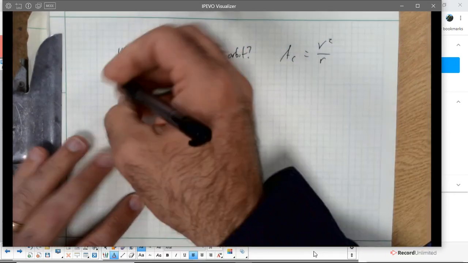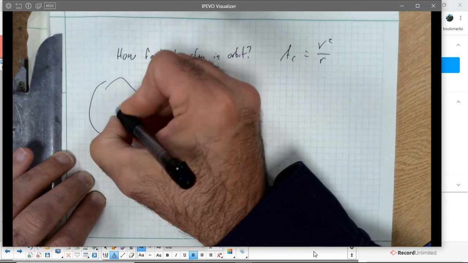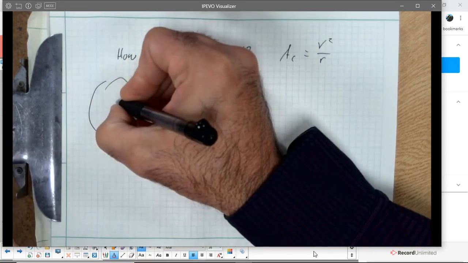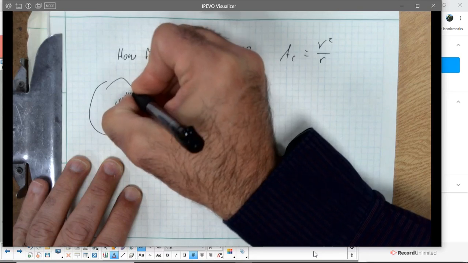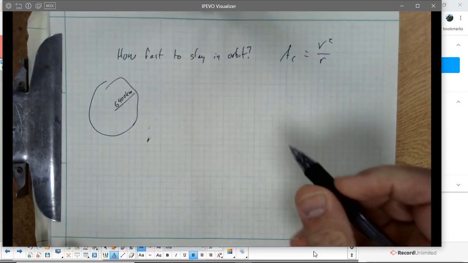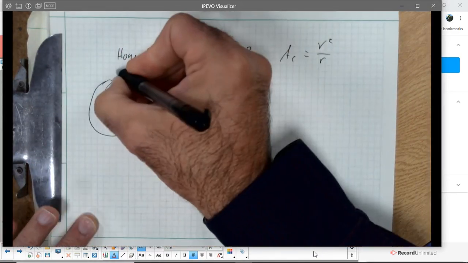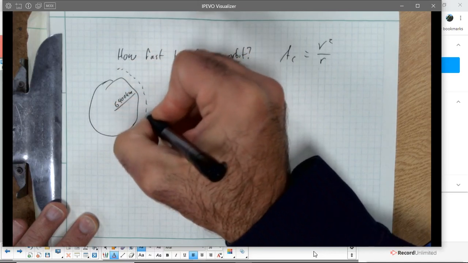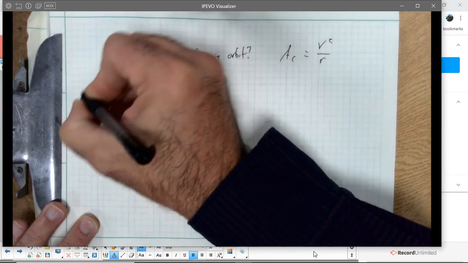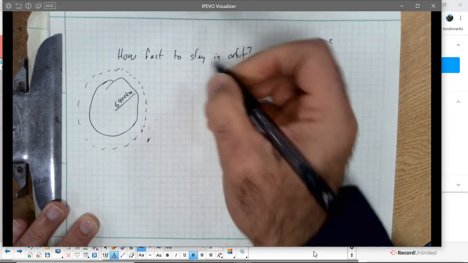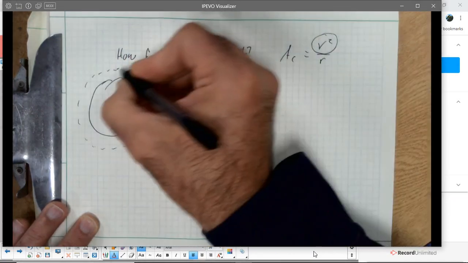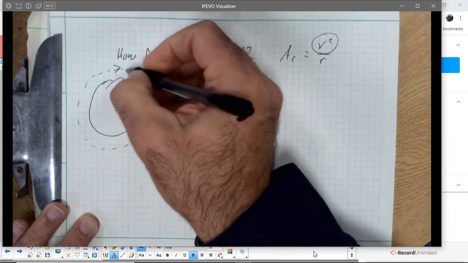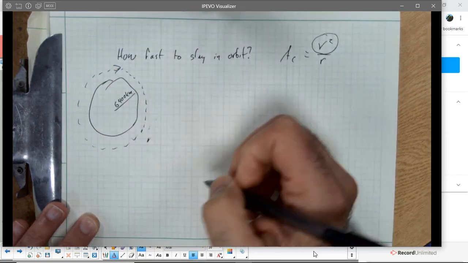So we have our Earth. It turns out that the radius of the Earth is 6,400 kilometers. I know that because I looked it up on Google. And what we want to figure out is if a satellite follows a circular path around, how fast does it have to be going horizontally so that it keeps on missing the Earth?